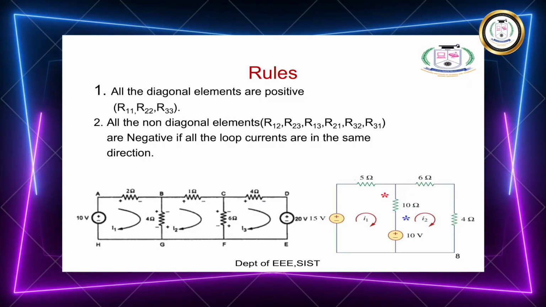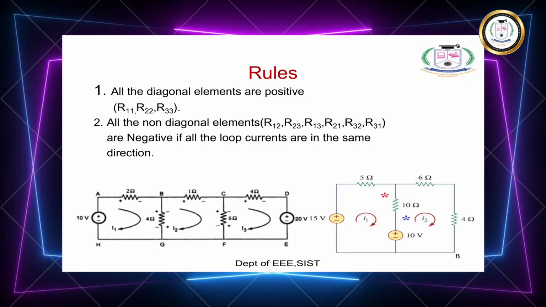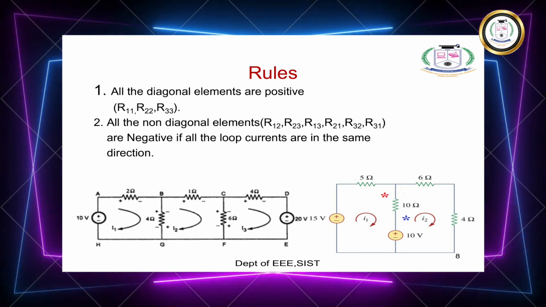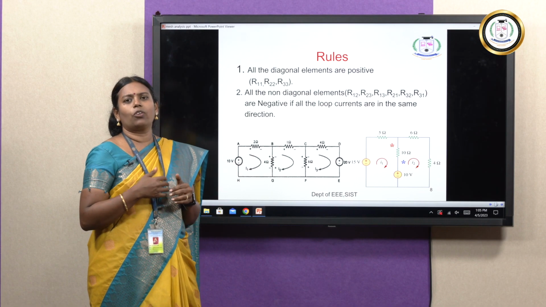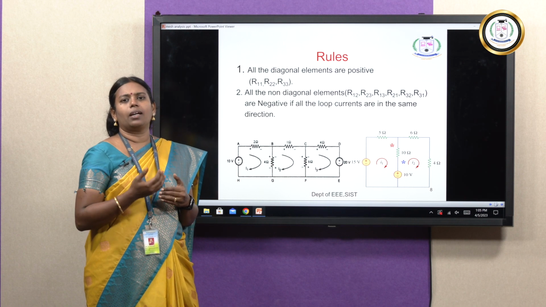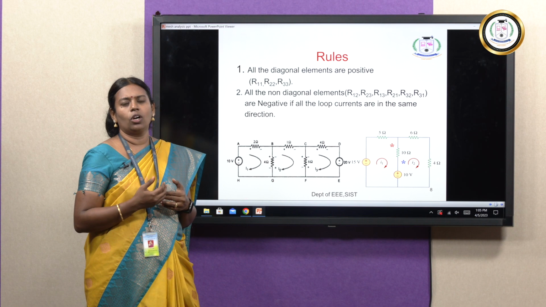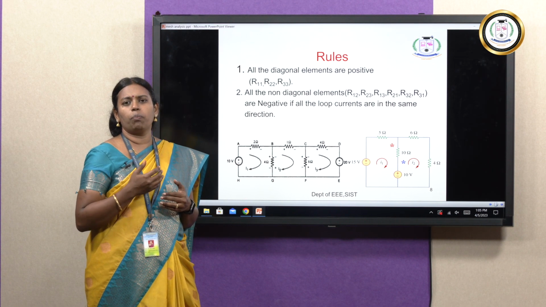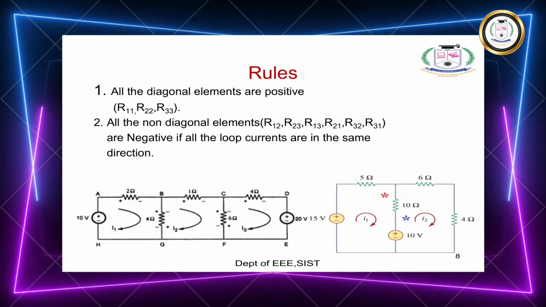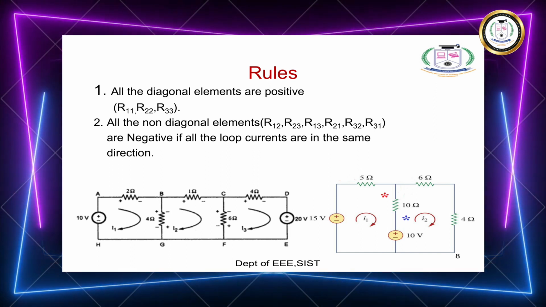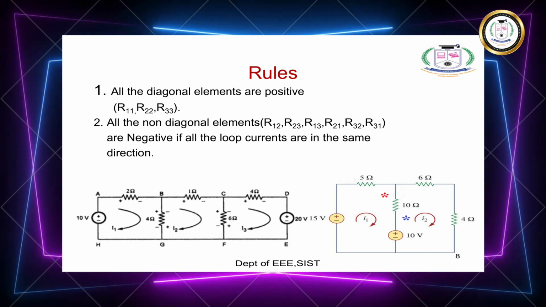We can see the rules of the mesh analysis. Rule 1, the first rule: all the diagonal elements are positive. Suppose I am taking a 3 cross 3 matrix, then my diagonal elements will be R11, R22, R33. All the diagonal elements should be positive. Then the second rule is all the non-diagonal elements are negative if all the loop currents are in the same direction.